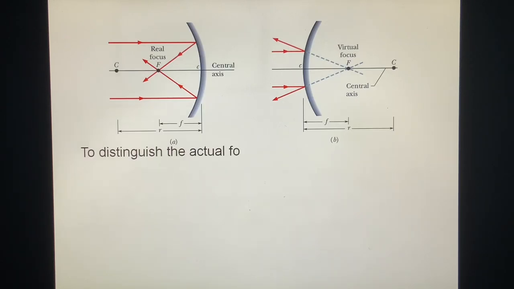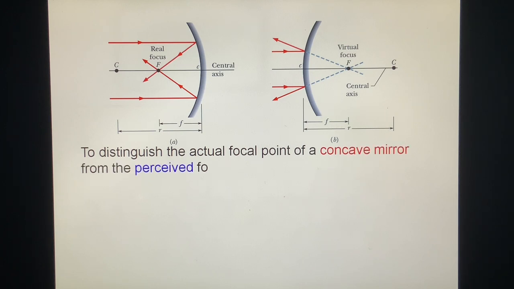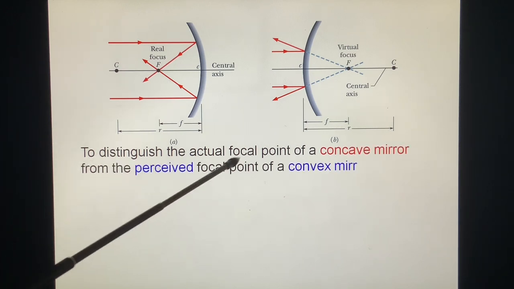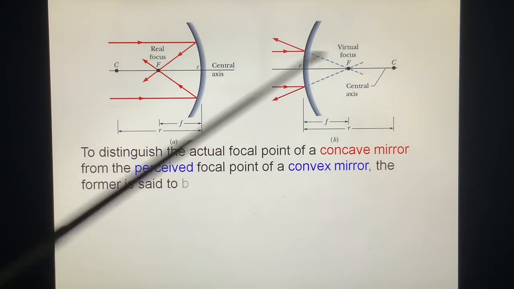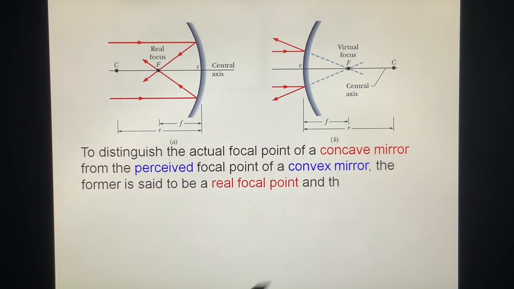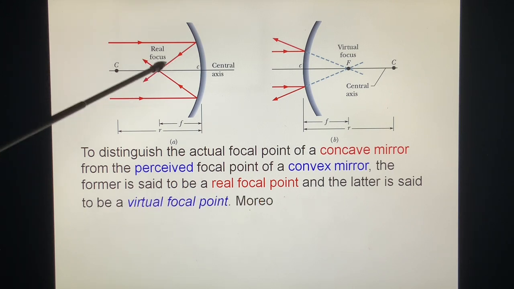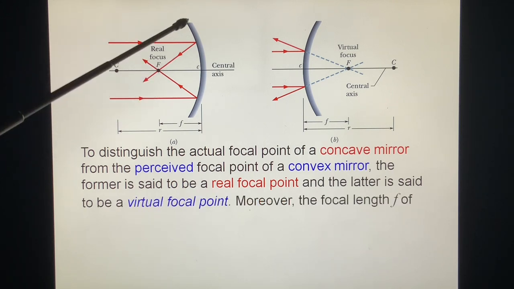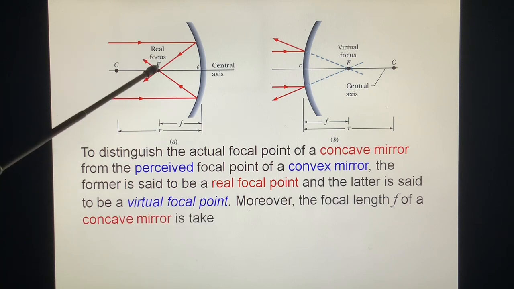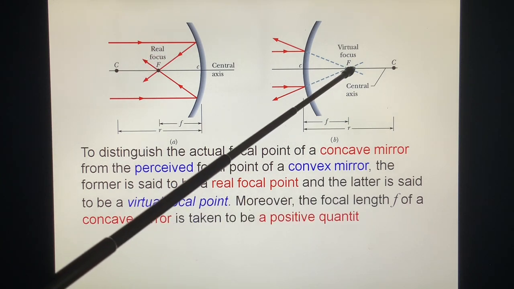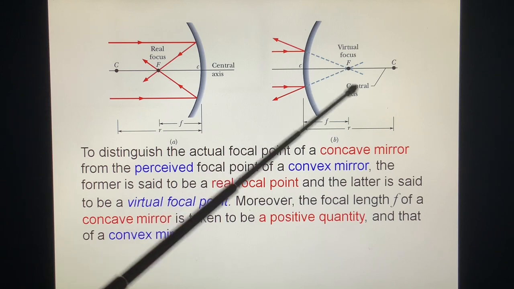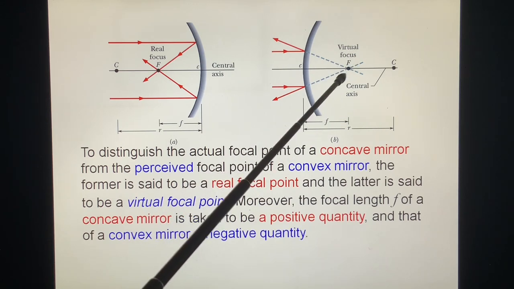To distinguish the actual focal point of a concave mirror from the perceived focal point of a convex mirror, we use different names. The former is said to be the real focal point. This is on the real side. Okay. And this F is positive. And the latter is said to be a virtual focal point. This is a virtual focal point.